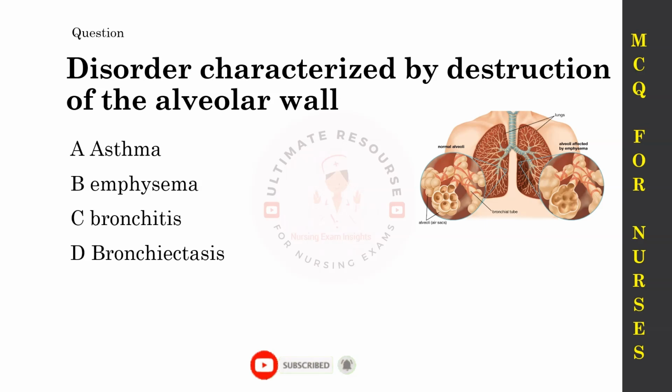Disorder characterized by destruction of the alveolar wall. Options are A. Asthma, B. Emphysema, C. Bronchitis, D. Bronchiectasis. The answer is emphysema.